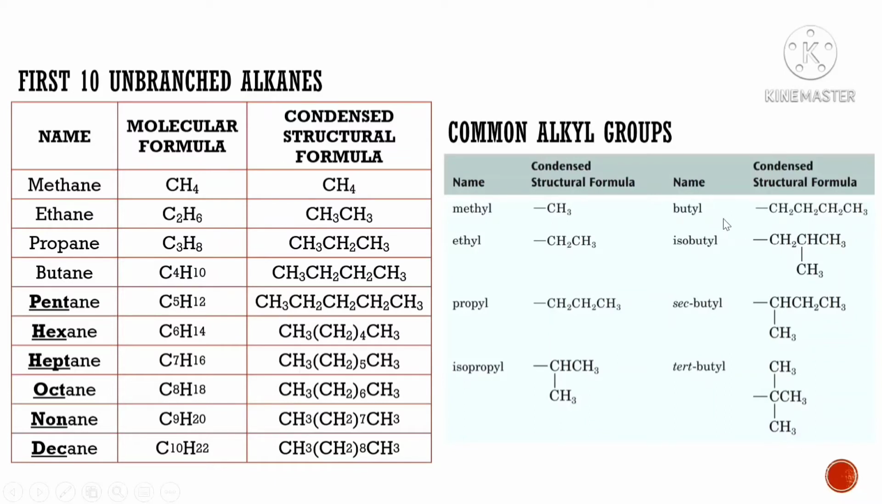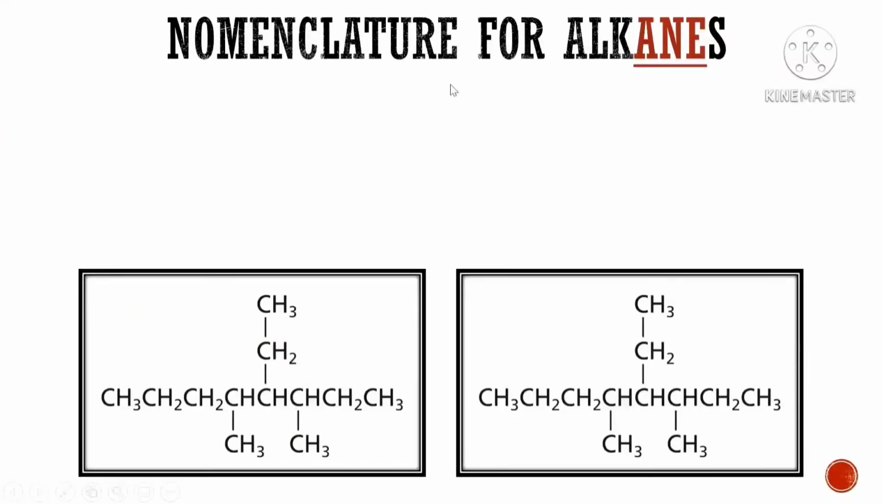We also have butyl, isobutyl, sec-butyl, and tert-butyl. These are all 4-carbon alkyl groups, but they differ in the manner in which the carbon atoms are connected to each other. Let us now proceed with the nomenclature for alkanes.